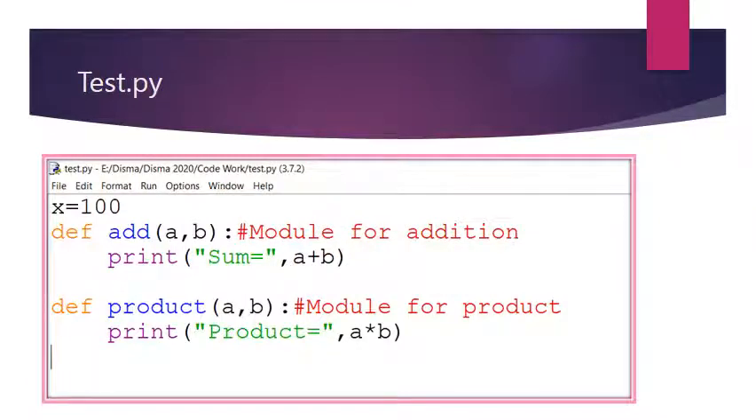Now I have written a module called test.py. In that one I have an attribute or variable called x with a value 100. In that module I have two functions. One is called add, another one is called product. The add function will print the sum of a plus b, whereas the product function will print a into b.